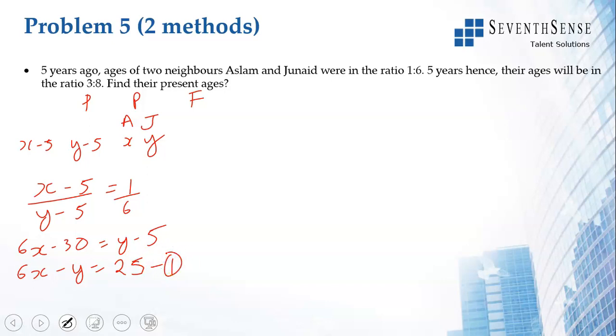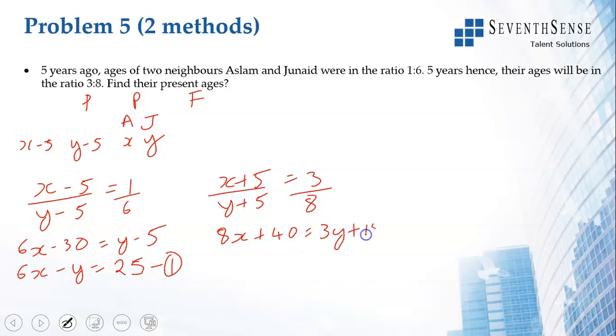Let us look at equation number 2. If their ages are x and y presently, 5 years hence, their ages will be x plus 5 by y plus 5, in the ratio 3 by 8. So 8x plus 40 is equal to 3y plus 15. Then 8x minus 3y is equal to minus 25. Now you will have to solve equations 1 and 2.